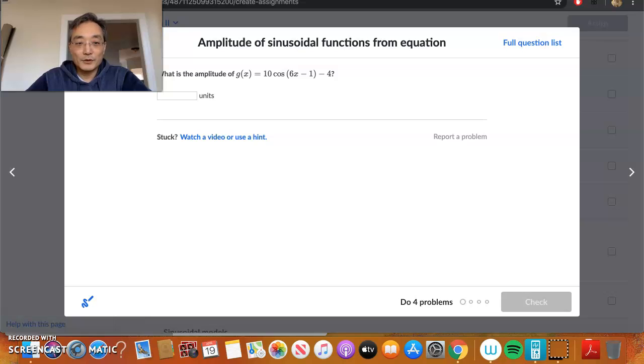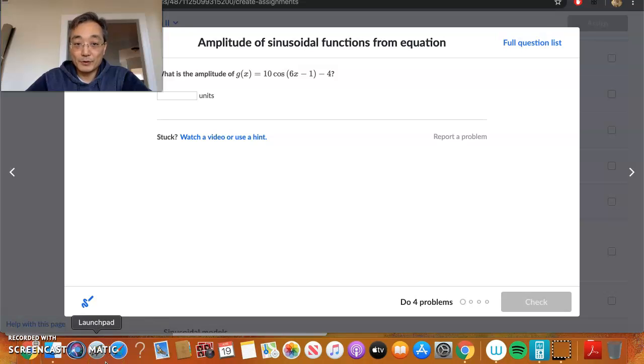Hi everyone. So in the last few videos we looked at how to find the midline, the amplitude, and the period of sinusoidal functions from graphs. In the next set, they're asking us to find the amplitude, the midline, and the period of sinusoidal functions from equations. So how do we now find these things from equations and not from graphs?